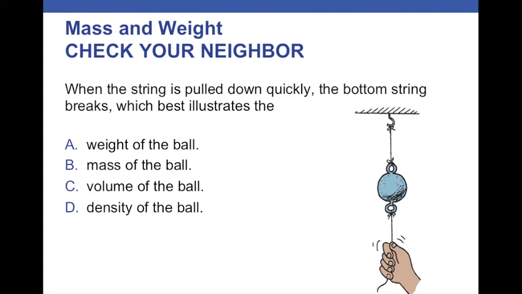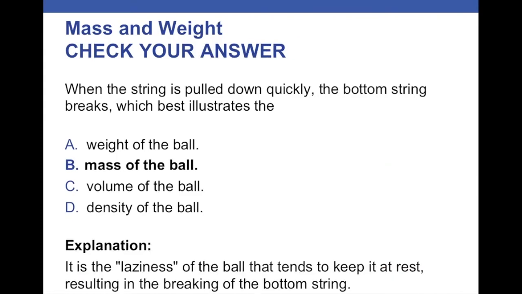Okay. Second question, when the string is pulled down quickly, the bottom string breaks. Which best illustrates? B, the mass of the ball. That is because the inertia of the ball prevents it from transferring that force to the top string.